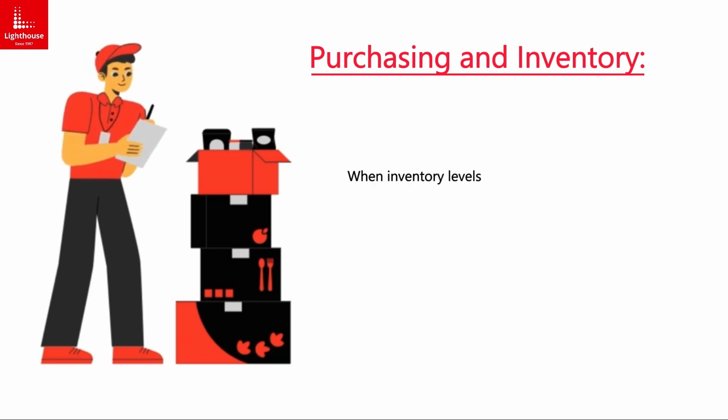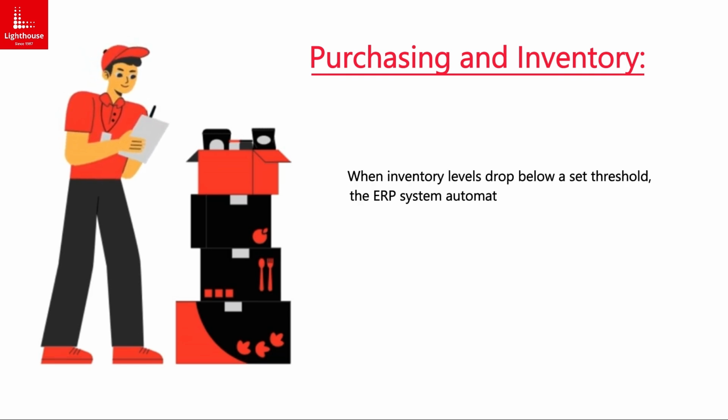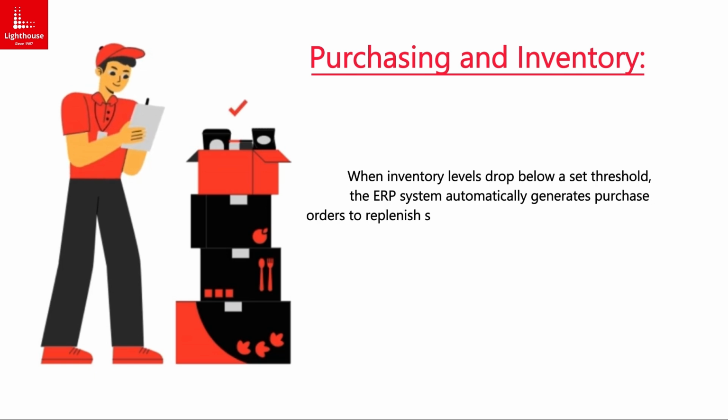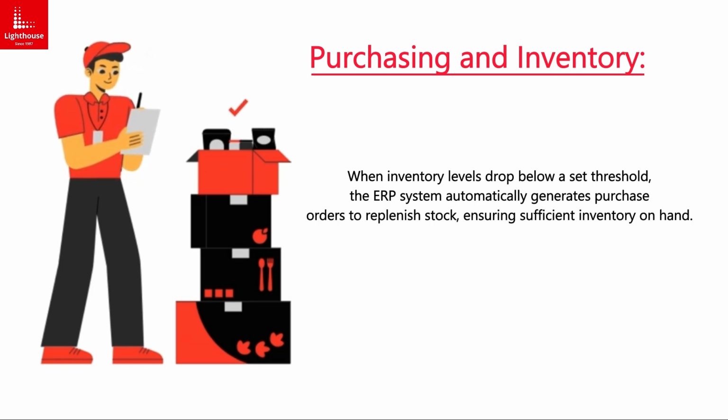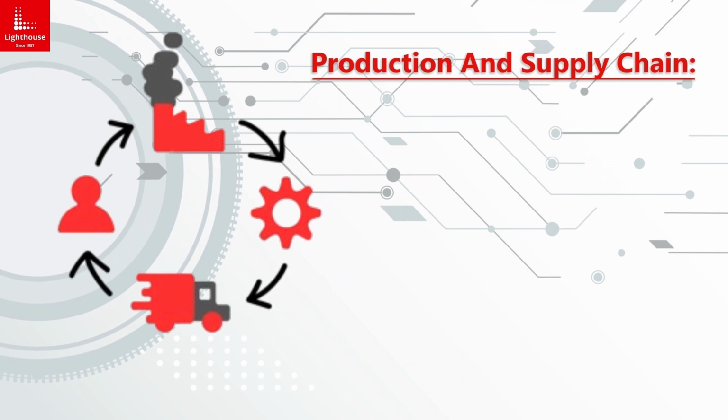Purchasing and inventory. When inventory levels drop below a set threshold, the ERP system automatically generates purchase orders to replenish stock, ensuring sufficient inventory on hand.